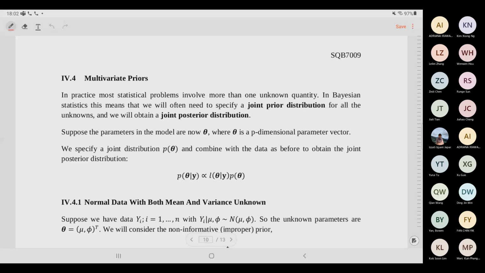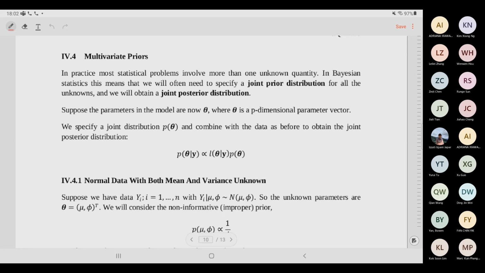Okay, so now we're going to look at the case where you have more than one parameter, right? So if you have more than one unknown quantity, we have to specify a joint distribution. So meaning we have to have a joint likelihood, joint prior, and then we will obtain a joint posterior.